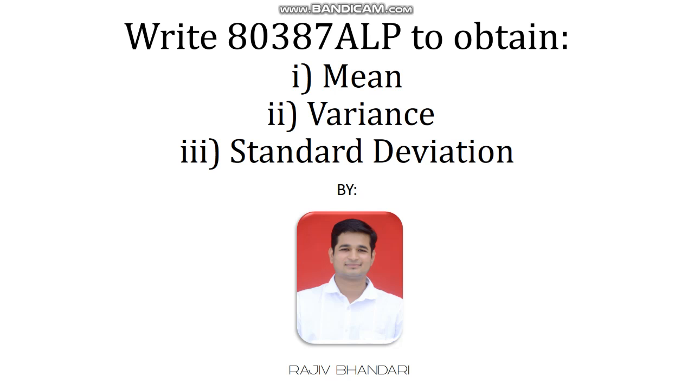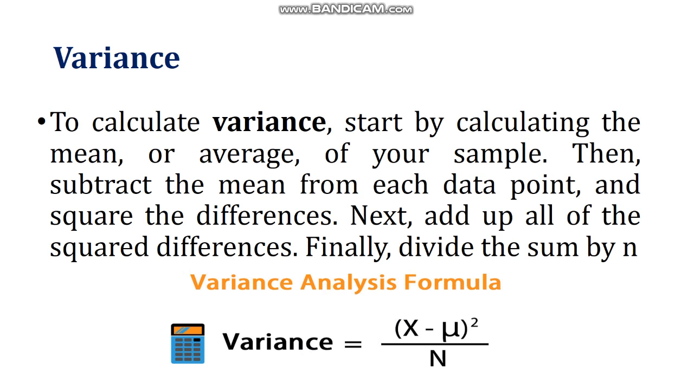In the first video, we have already studied how to calculate the value of mean using the instructions which are available with the 80387 coprocessor. And whatever system calls are needed for that, we have already studied in the first assignment or in the first video. In this video, we will see how to calculate the variance and standard deviation values.